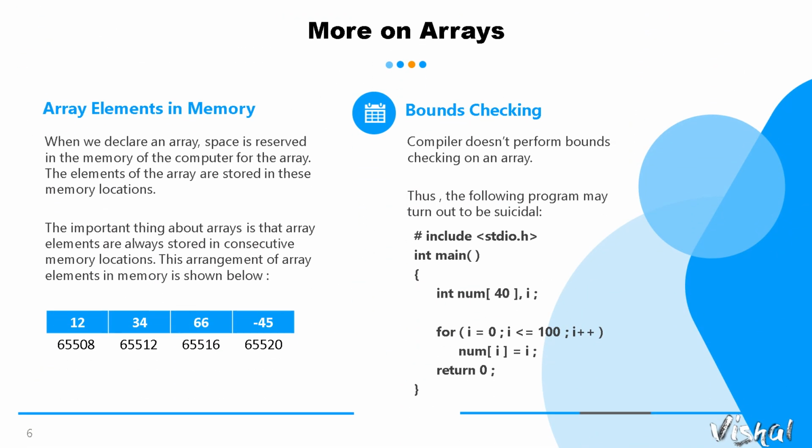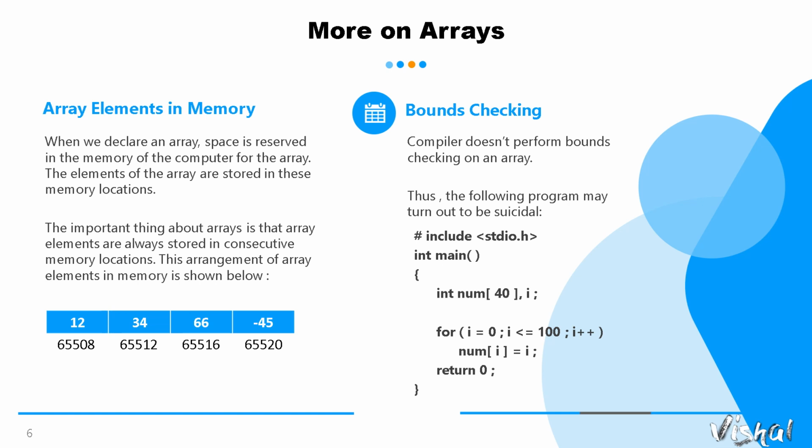The next thing is how the array allocates memory for its data. Array elements in memory: when we declare an array, space is reserved in the memory of the computer for the array. The elements of the array are stored in these memory locations. The important thing about arrays is that array elements are always stored in consecutive memory locations. This arrangement of array elements in memory is shown below.